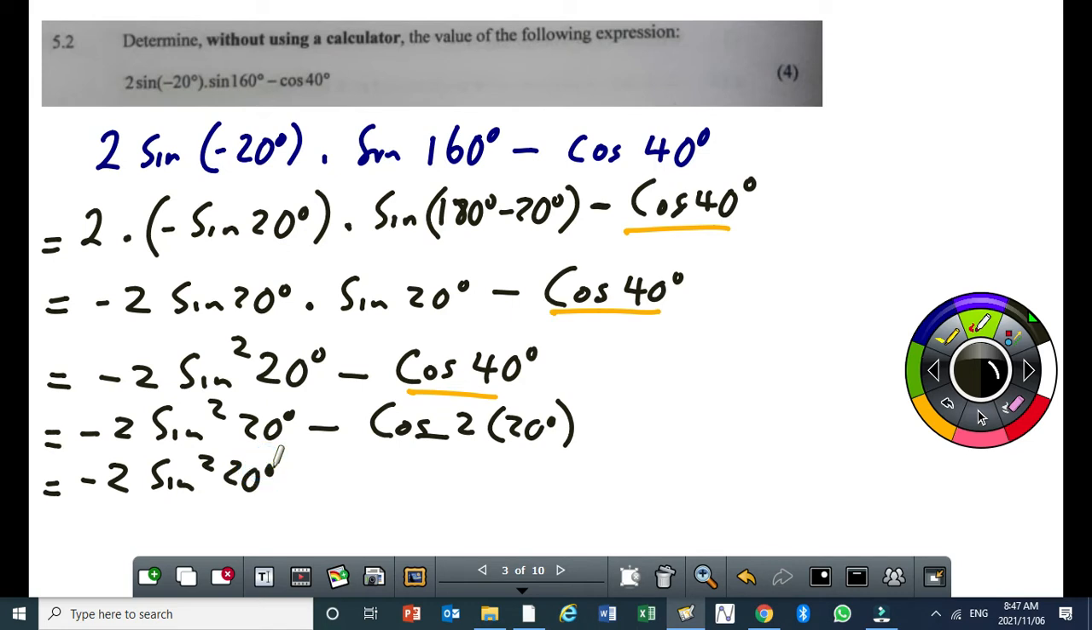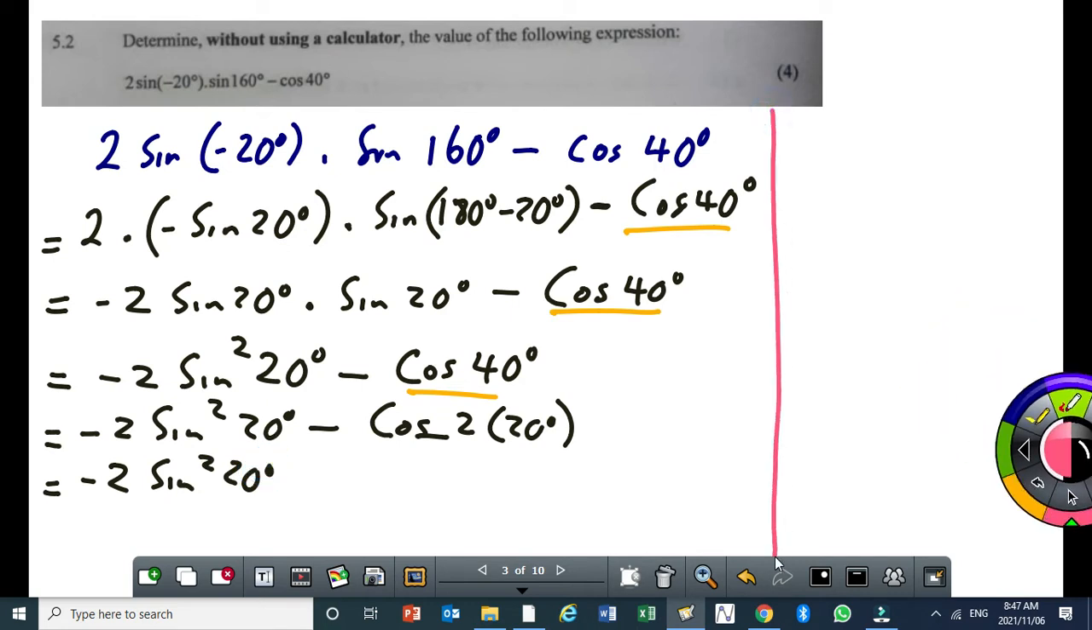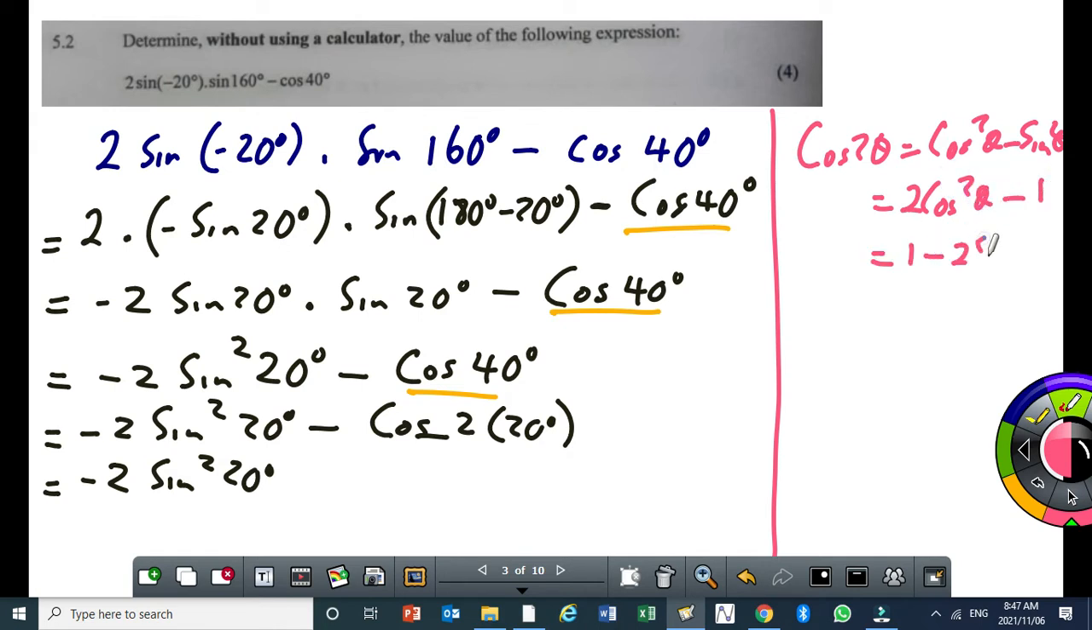Okay, just to take you back to the basics here. Remember, cos 2 theta can be written as cos squared theta minus sine squared theta. It can also be written as 2 cos squared theta minus 1. It can be written as 1 minus 2 sine squared theta. So there are 3 ways of writing the double angle for cosine. And the good thing is your question paper has got the 3 double angles under the information sheet. So you don't have to get scared.